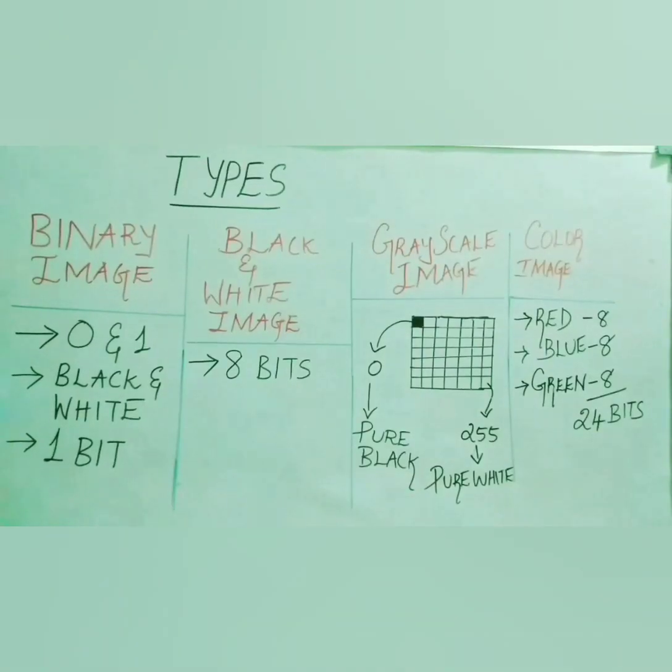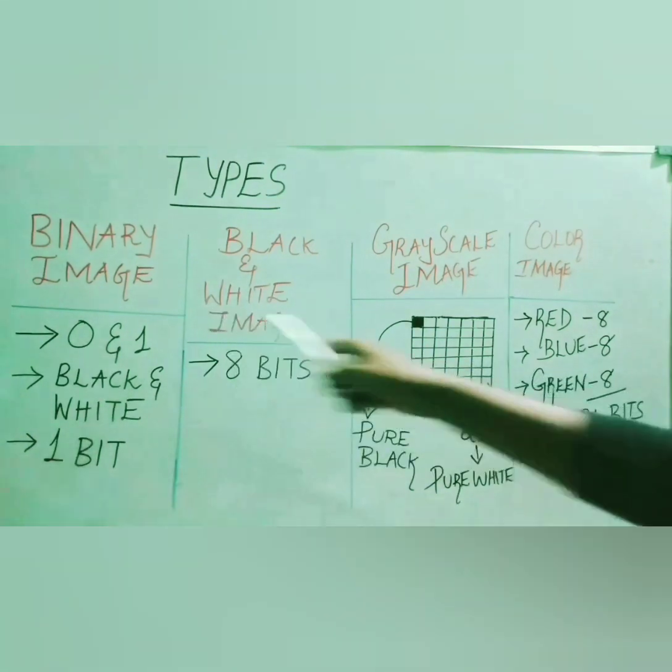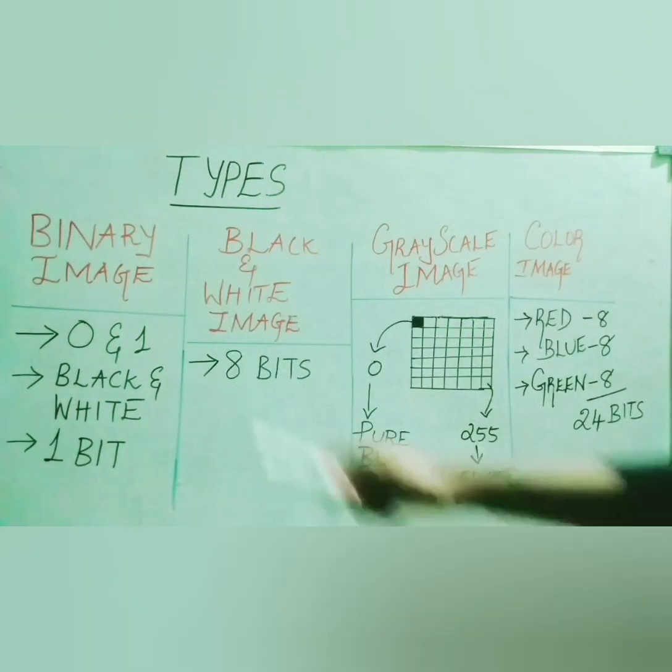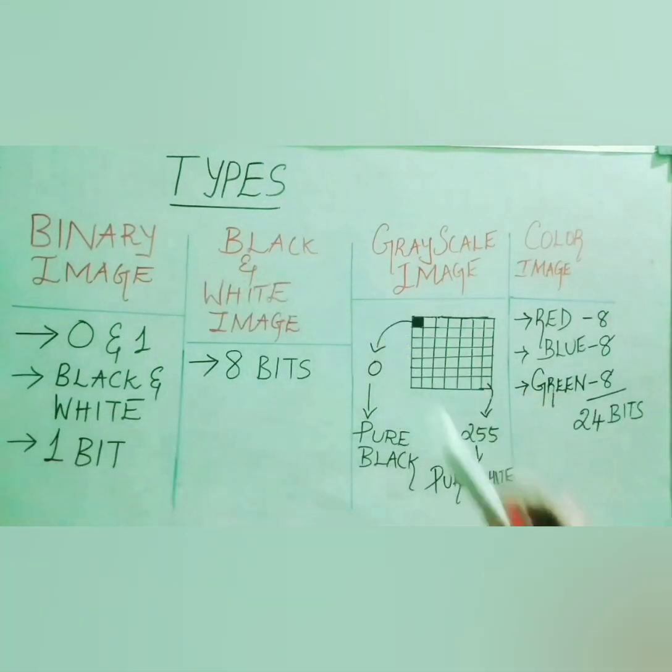To understand more about a digital image, we need to have some idea about its types. Here we have different types of digital image. We have binary image, black and white image, grayscale image, and also color image. As I cannot explain the nature of these images verbally, I am attaching the image formats in my video. Kindly have a look. So now let's look at binary image.